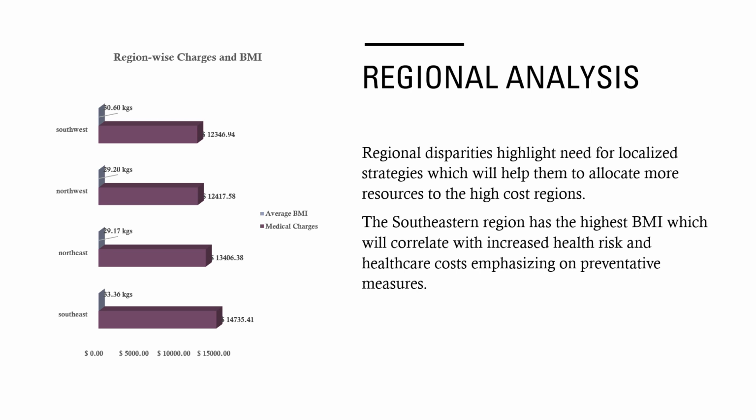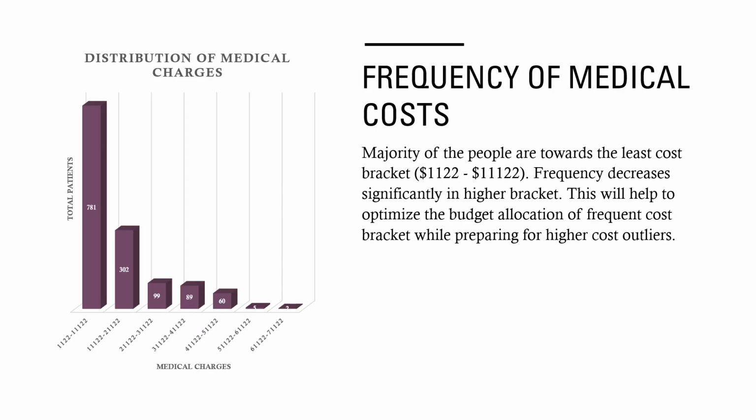So we can see that regional disparities highlight the need for local strategy, which would help them to allocate more resources to the high-cost regions. Also, we know that the southeastern region has the highest BMI, which should correlate with increased health risk and healthcare cost, which emphasizes preventive measures.